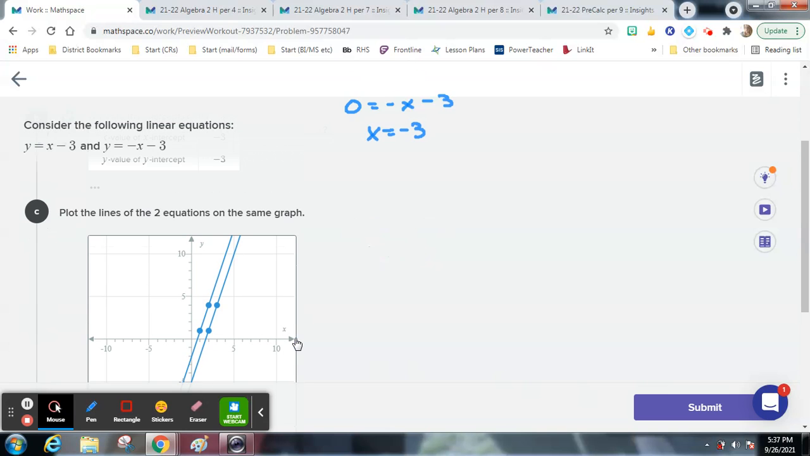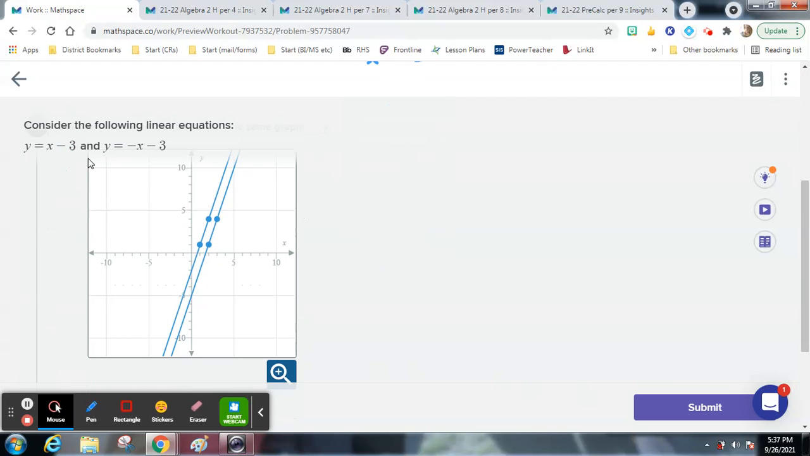Okay. Now it says plot the lines of the two equations on the same graph. So you can choose to graph it however you want. I'm going to choose to plot the y-intercept and move my slope. So if I'm at 3, I move up 1 over 4. That's for one equation.